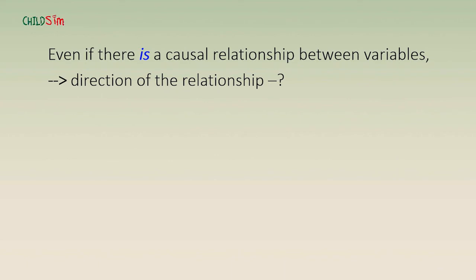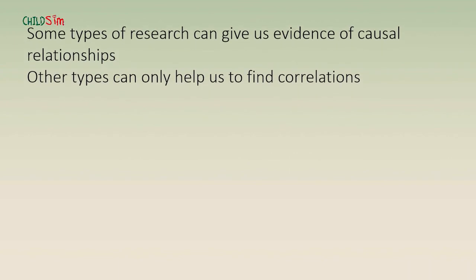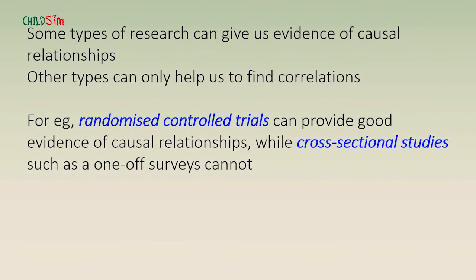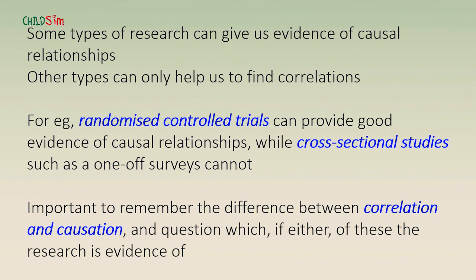And even if there is a causal relationship between the variables, you have to consider the direction of the relationship. For example, there might be a correlation between people's moods and their physical health. But which variable influences the other? Do good moods improve physical health, or does good physical health improve people's moods? Some types of research can give us evidence of causal relationships, while other types of research can only help us find correlations. For example, randomized controlled trials can provide us with good evidence of causal relationships, but cross-sectional studies and surveys cannot. It is important to remember the difference between correlation and causation.